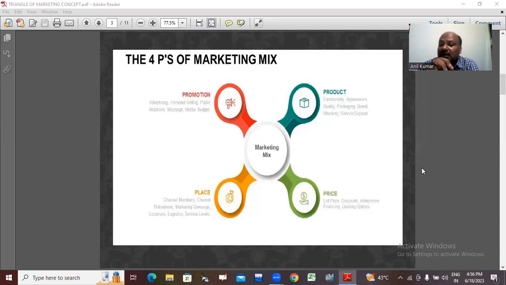The different aspects or different attributes of marketing have to be mixed with each other so that effective marketing could take place. And in this regard, there are 4 P's: the product, price, place, and promotion.